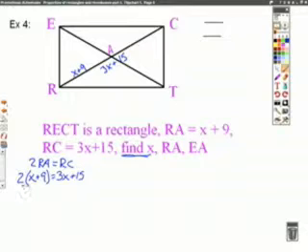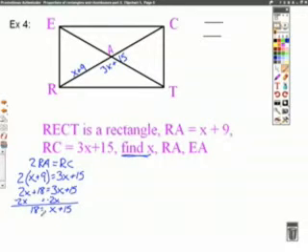Now keep in mind, what do we got to do? I've got a 2 outside the parentheses right here. I've got to distribute it to everything. So 2x plus 18 is now equal to 3x plus 15. Where the variables, opposite sides, get them together. So minus 2x. So we have 18 is equal to x plus 15. Get the x alone. So x is equal to 3.